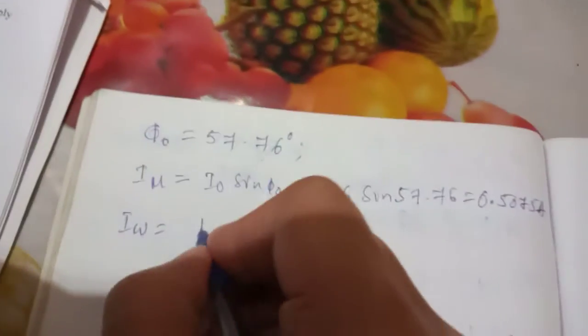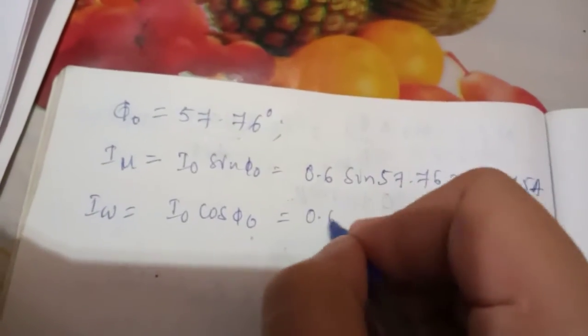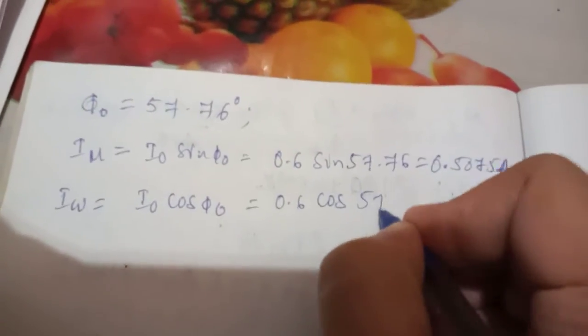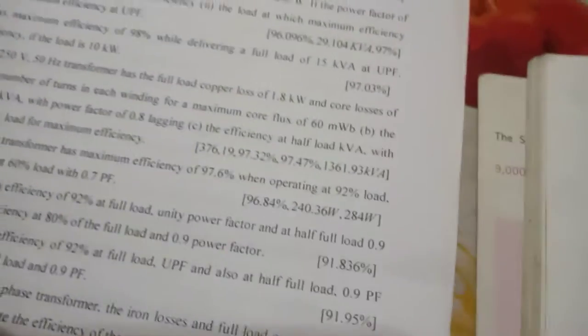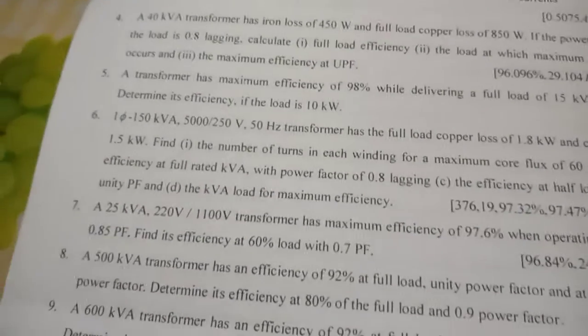Now what is the core loss component? The core loss component is equal to I0 cos phi naught. That comes around 0.6 into cos of 57.76, which is around 0.32 amps. It's a very simple problem. You have to calculate the horizontal and vertical components of the no load current. We shall go to the next problem.